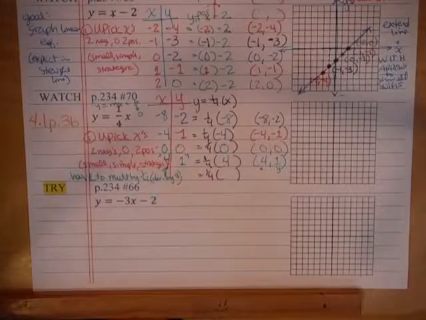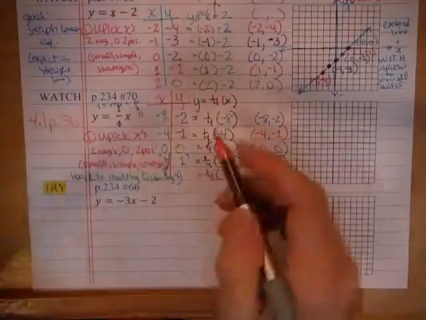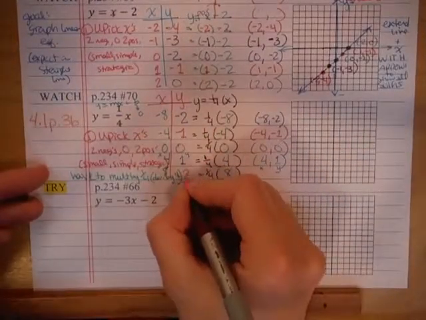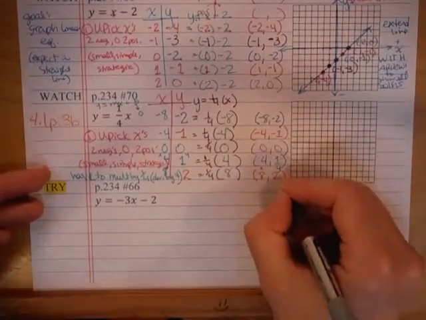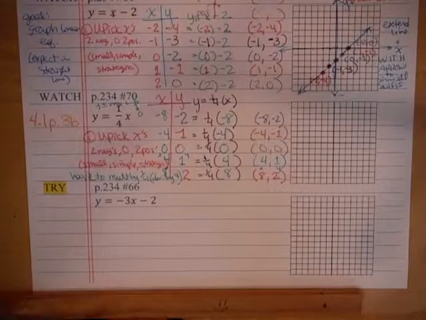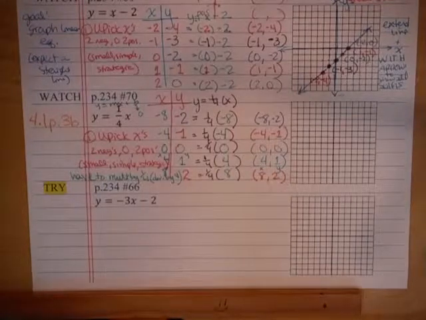And then finally, I plug in +8. 1/4 times 8 is 2, and so I have the point (8, 2). And now I'm ready to connect these and see what I get in terms of a line.